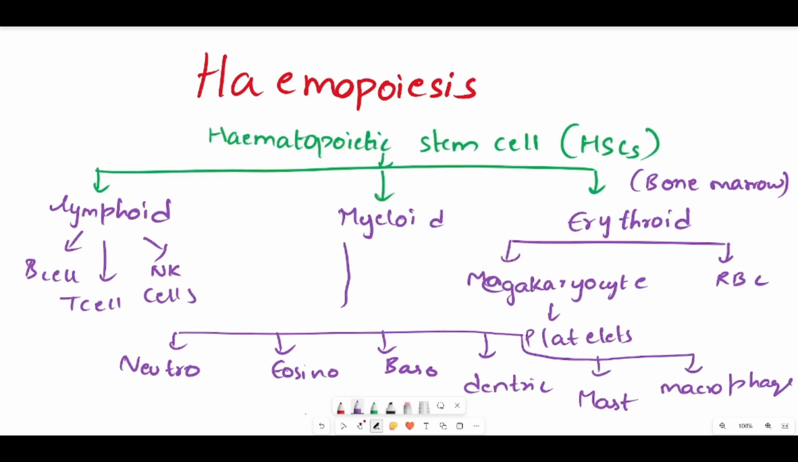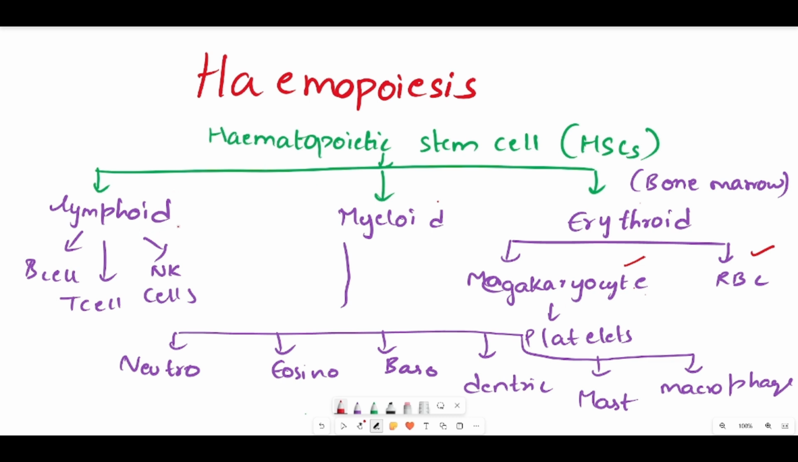So previously we have discussed that these are mainly derived from the hematopoietic stem cells. These are further divided into three different things. First one is lymphoid, second one is myeloid, and third one is erythroid. So erythroid is simply seen in the bone marrow where it has megakaryocyte and RBC. From the megakaryocyte the platelets will be formed.